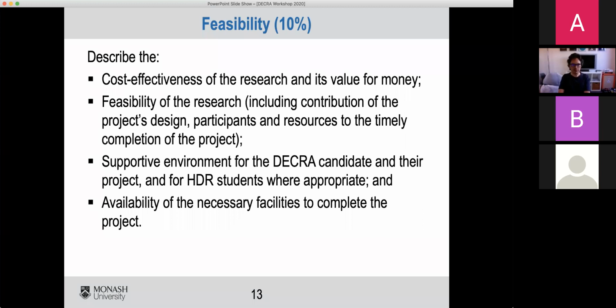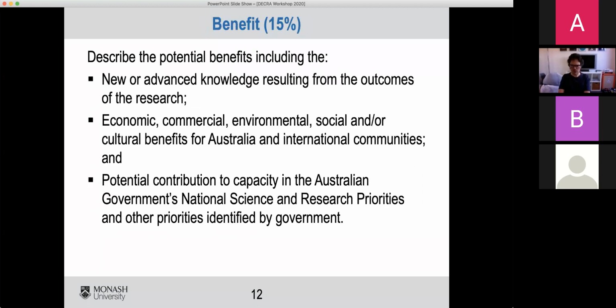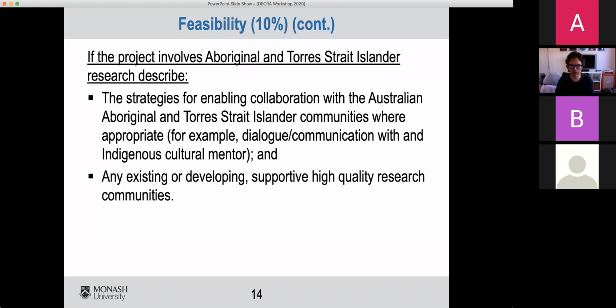So if we go back to the benefit, somewhere through there will be whether the research addresses issues relating to Aboriginal or Torres Strait Islanders. And if that is the case, you will need to have strategies for collaborating with communities. So there's no way to get bonus points by saying you're going to do something that's relevant to Aboriginal and Torres Strait Islander communities without involving those communities.